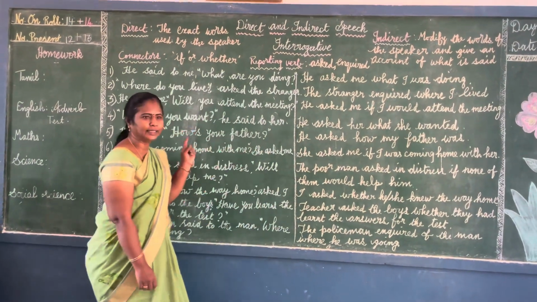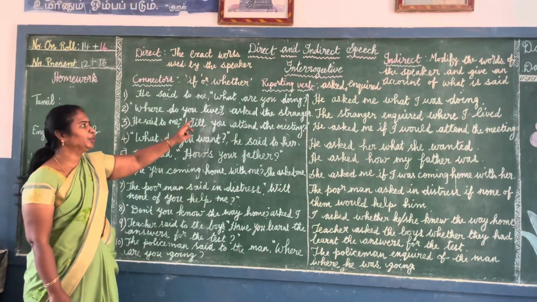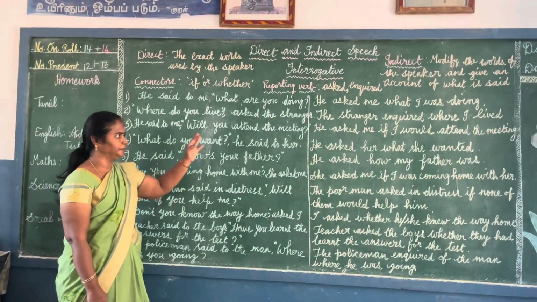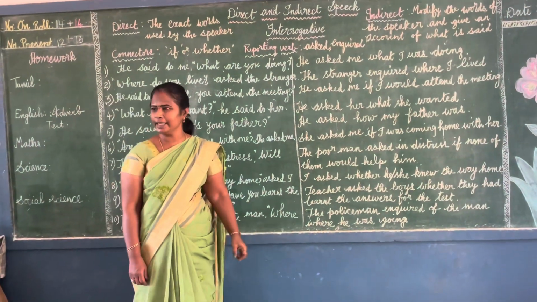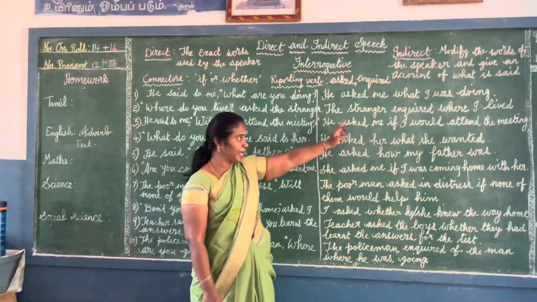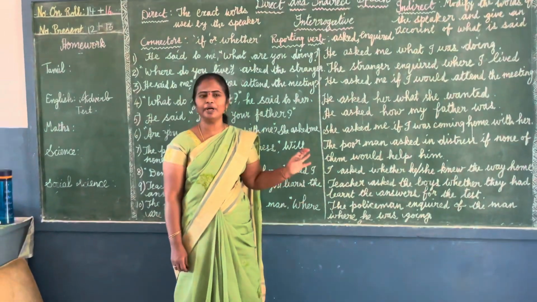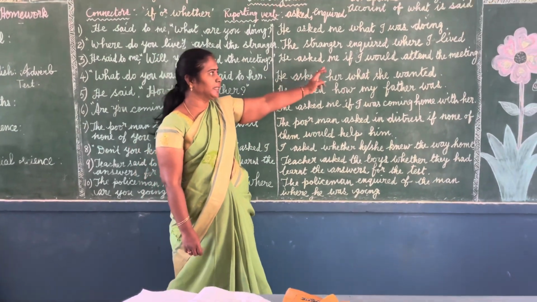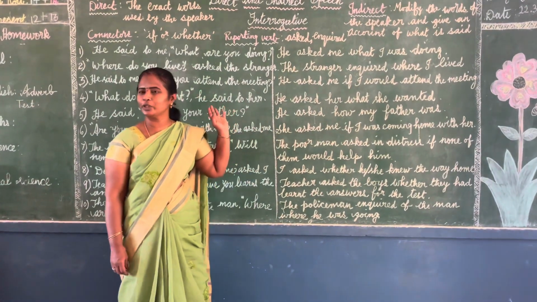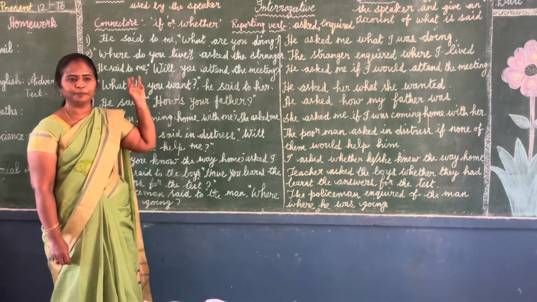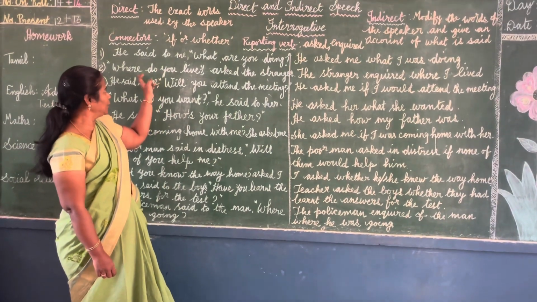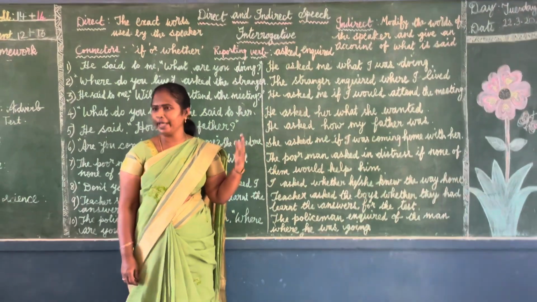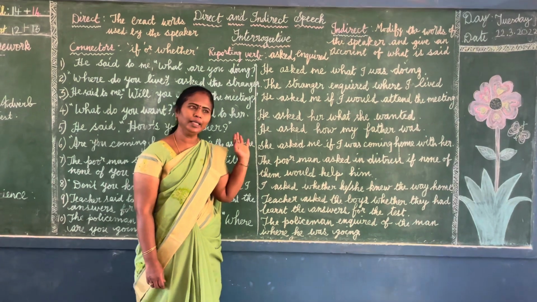Shall we go to the second sentence? Where do you live? This is also a WH question. Ask the stranger. So the stranger inquired. Here we have added the reporting verb as inquired. Okay. So the stranger inquired. Next, the WH question word. What is the WH question word used here? Where. Okay. So where I lived. After where, the pronoun should come: where I lived.